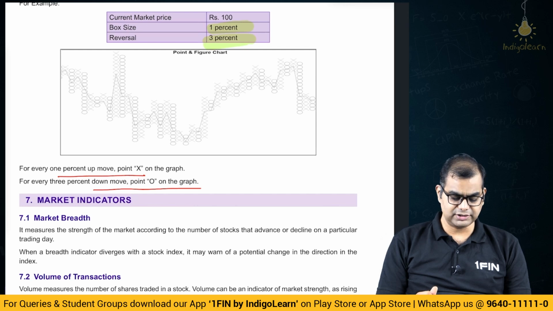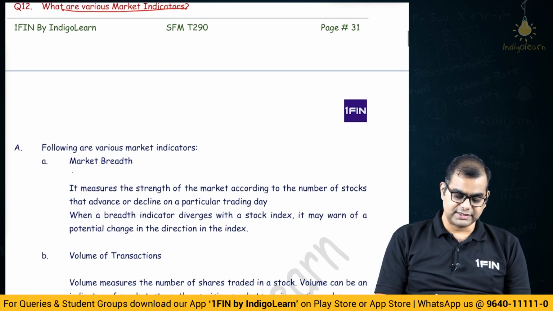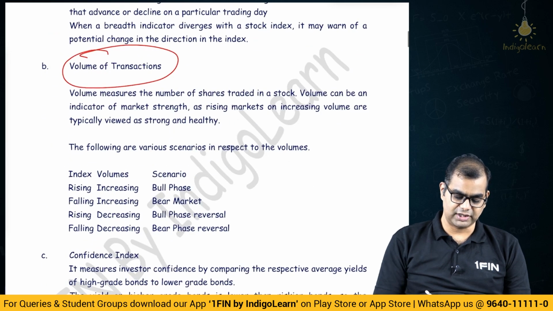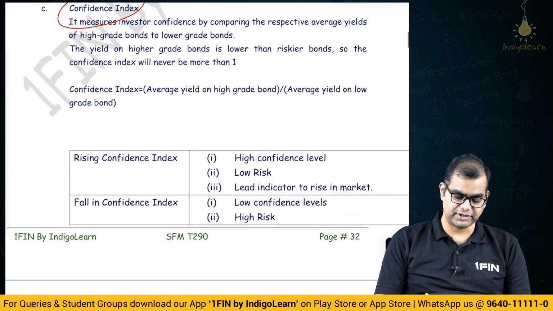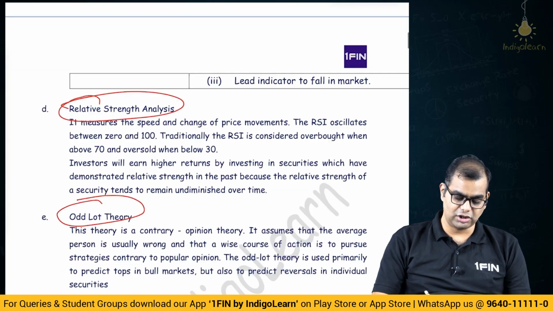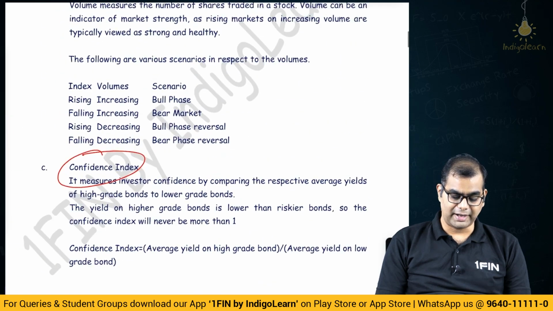Let us move to the next question. What are various market indicators? So what are the market indicators? There is something called market breadth. There is something called volume of transaction. There is something called confidence index, and then there is something called relative strength index. There is something called the odd lot theory. Okay, these are the 5 kinds of market indicators.